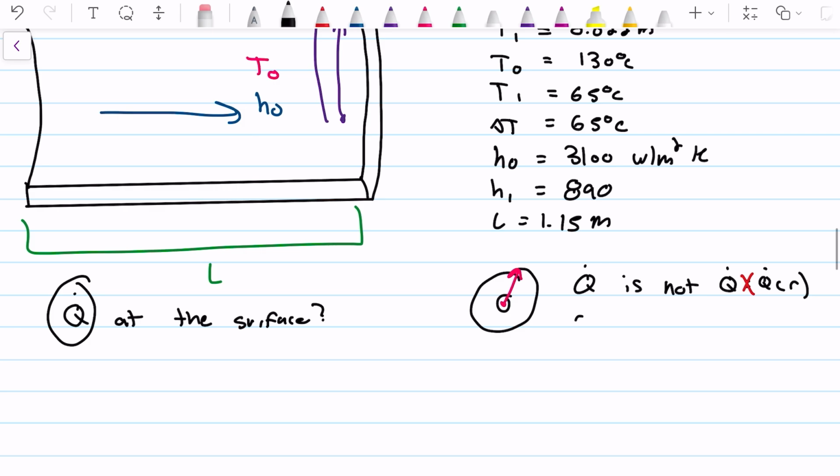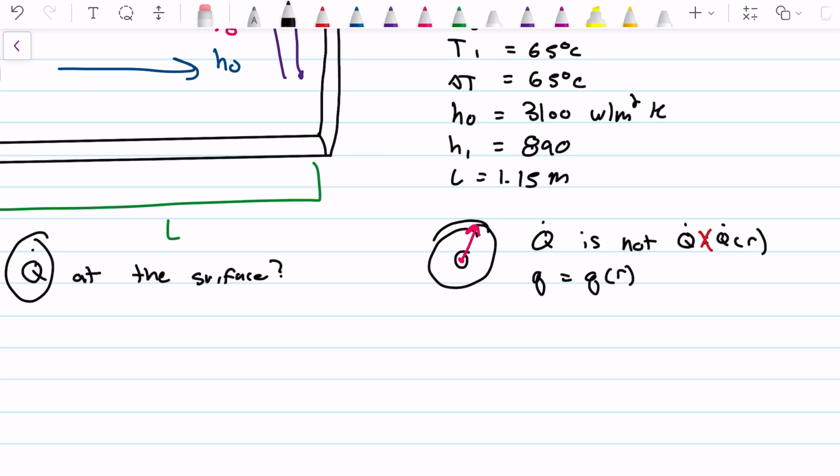What is, on the other hand, is heat flux. Heat flux is a function of R. So as your surface gets larger, your heat flux is going to get smaller because you can dissipate more on this outer surface. You have more area to dissipate the same amount of heat on. So your heat per unit area goes down, if that makes sense.